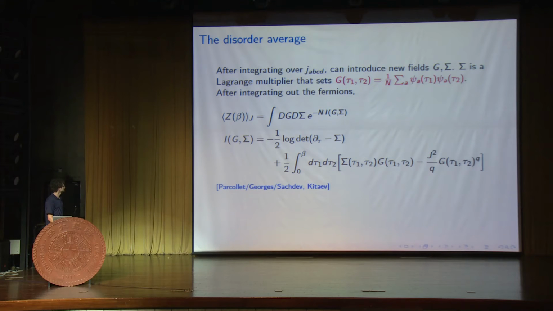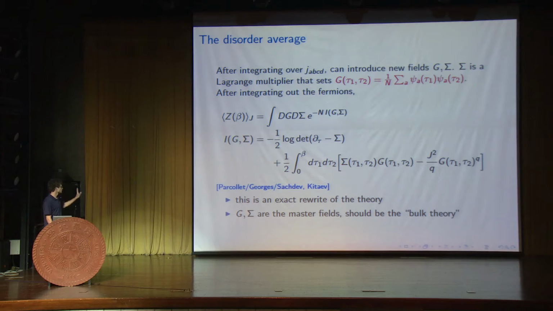A couple of things to notice about this. First, although I haven't gone through all the steps, I promise that this is an exact rewriting of the theory. In particular, this is true at finite n. It's true that this is exactly the disorder average theory. We haven't made any approximations.